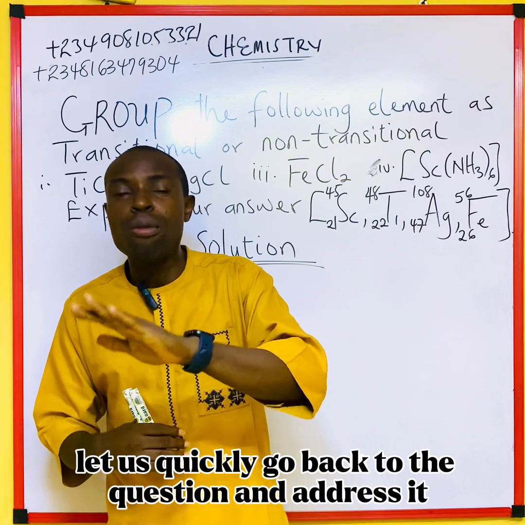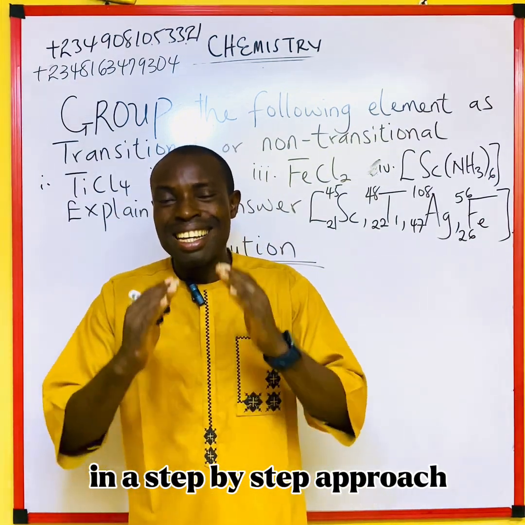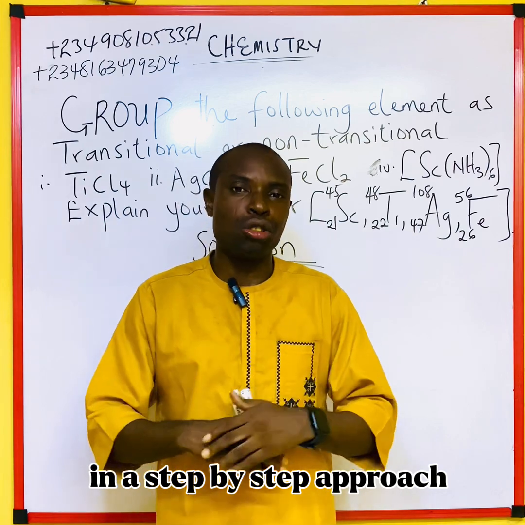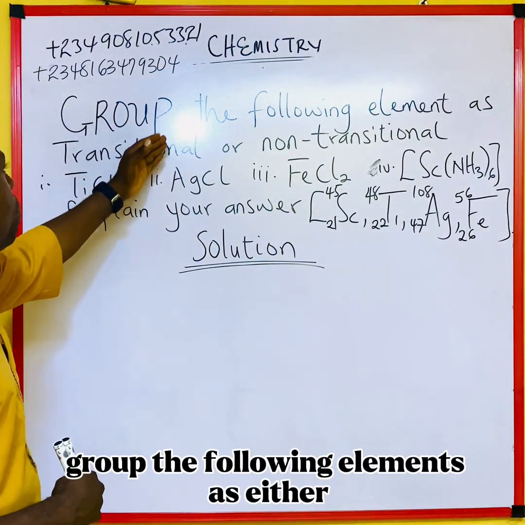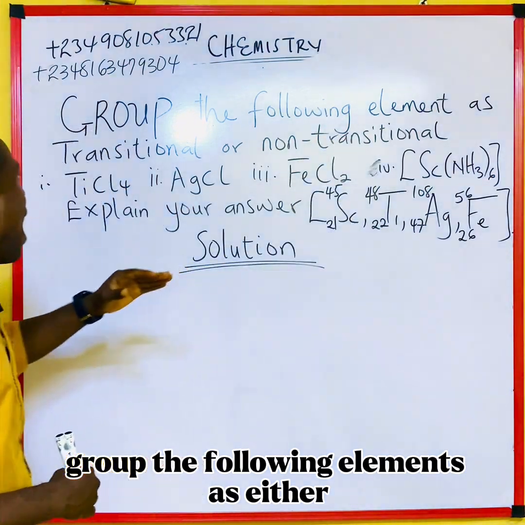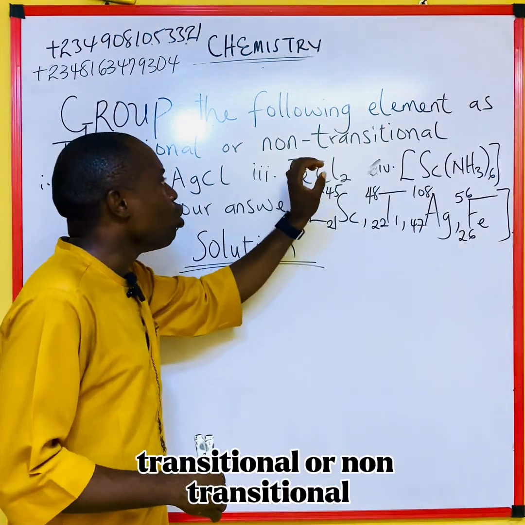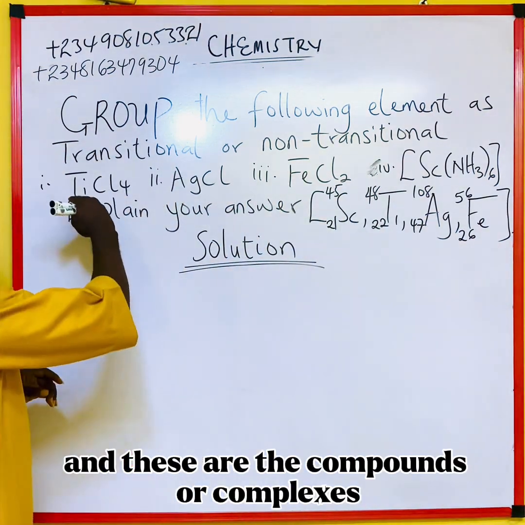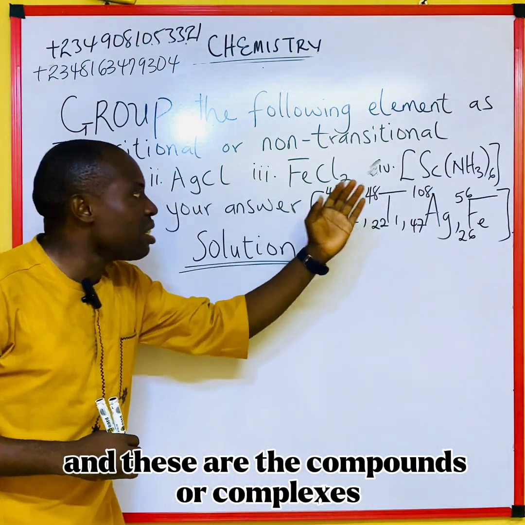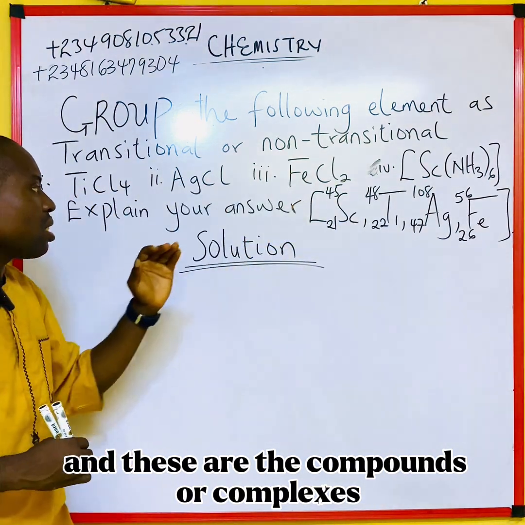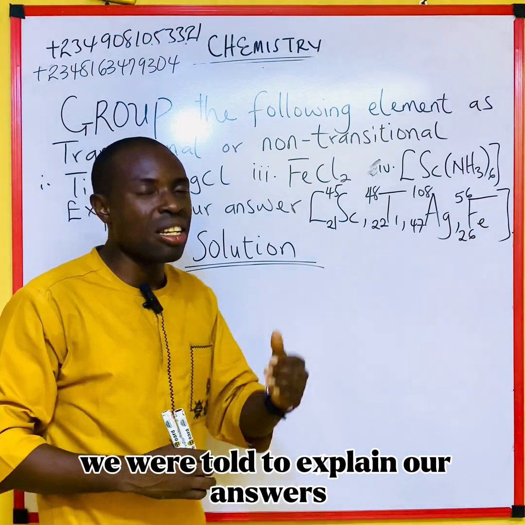So let us quickly go back to the question and address it in a step-by-step approach. The question on the board says, group the following elements as either transitional or non-transitional, and these are the compounds or complexes. At the end of the day, we were told to explain our answers.